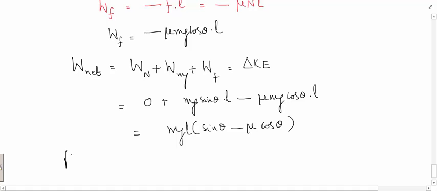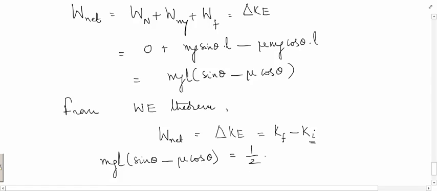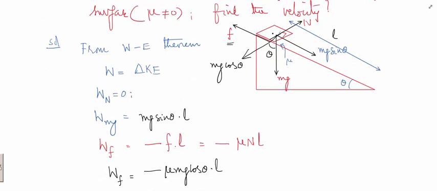Therefore, from the work energy theorem, what can we write? Net work done, which we just calculated, mgL (sin theta minus mu cos theta), is equal to change in kinetic energy. That is equal to final kinetic energy minus initial kinetic energy. Initial kinetic energy is 0. Let us say the final kinetic energy is half mv square. Why? Because let v be the velocity acquired by the body on reaching down the plane.